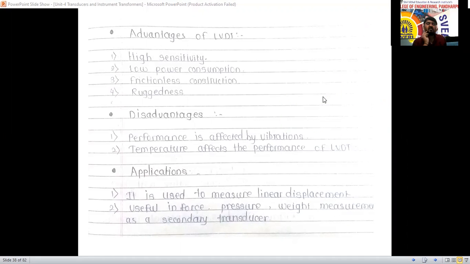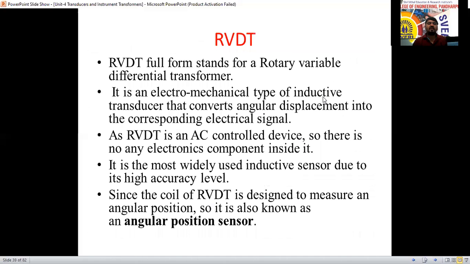We'll go further to the RVDT, the rotary variable differential transformer. Any doubts in the LVDT? If you have any doubts, you can ask. Okay, no doubts, so there is not much difference between the LVDT and the RVDT.